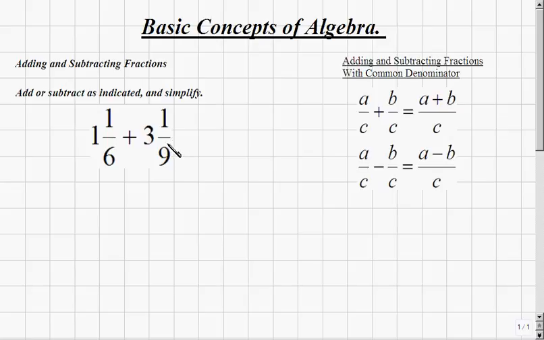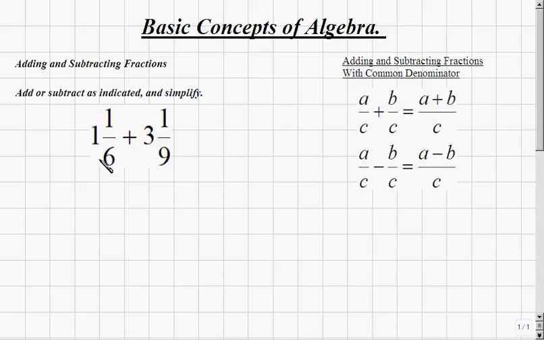In this problem, we have two mixed numbers we're adding. So our first goal will be to convert each one of these mixed numbers to an improper fraction, and then convert each fraction into a fraction that will have a common denominator. Then we can use our rule. So to begin, the first thing to do is convert each mixed number to an improper fraction.